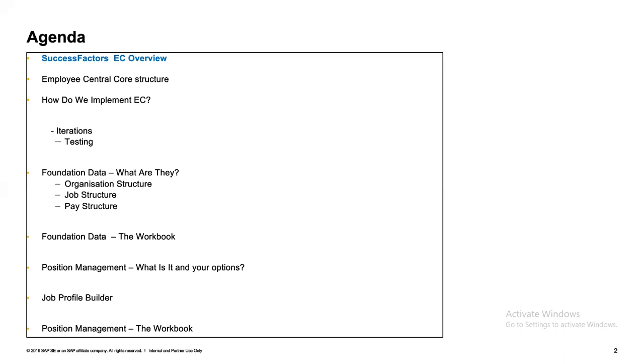Now we'll come to testing. How will testing work? Basically, whatever requirements they have given, we will fulfill the same thing, and afterwards the testing will happen for them. Now we will have the foundation data, for an example, org structure, job structure, and pay structure. I'll explain all these things in a coming slide.